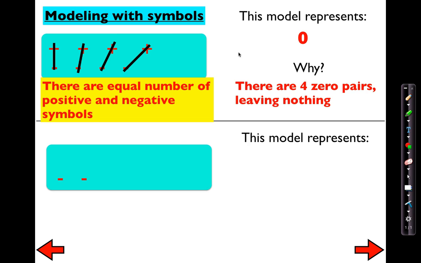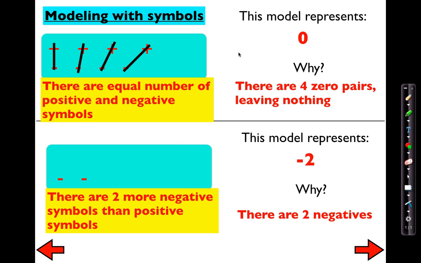So here, what does this represent? Well, all I see are 2 negatives. And I don't see any positives to create zero pairs, so I'm just going to call this negative 2. Why? Because that's all there is. There are no zero pairs, and we're left with negative 2. So here, I can still say there's 2 more negatives than there are positive symbols.